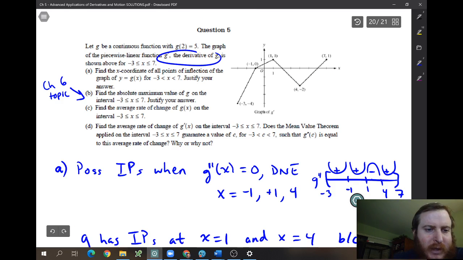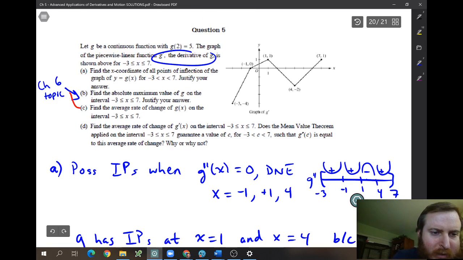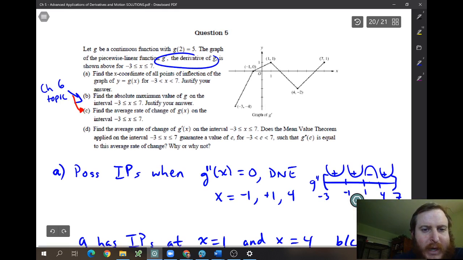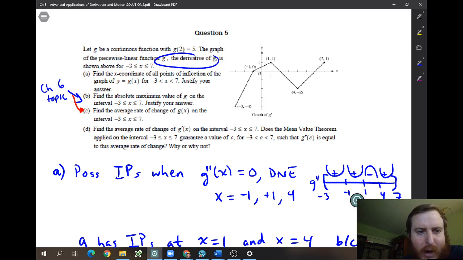Right, and then number 6, actually, I didn't write this, but B and C are both chapter 6 topics. So definitely do A and D. If you want to get a head start on chapter 6, do B and C as well. And so this shows us a graph of G prime.